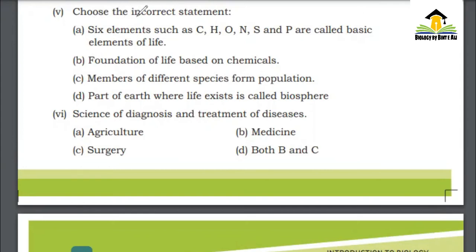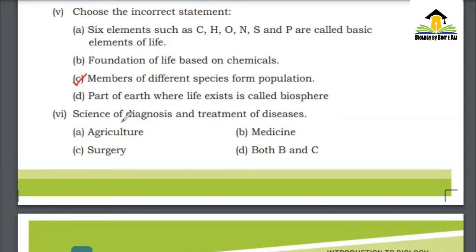MCQ number 5, choose the incorrect statement. A. Six elements such as carbon, hydrogen, oxygen, nitrogen, sulfur, and phosphorus are called basic elements of life. B. Foundation of life based on chemicals. C. Members of different species form population. D. Part of Earth where life exists is called biosphere. The right answer for this MCQ is C, members of different species form population.